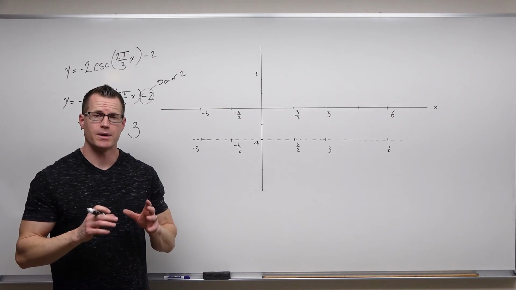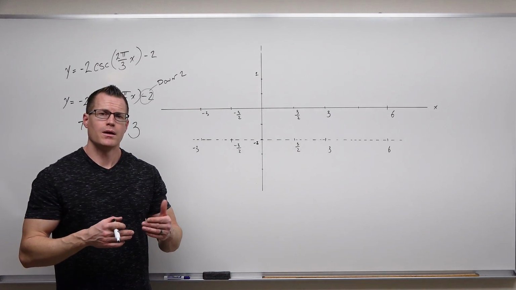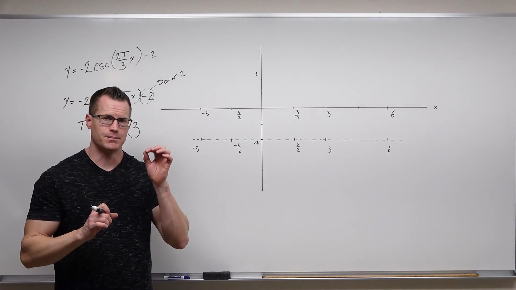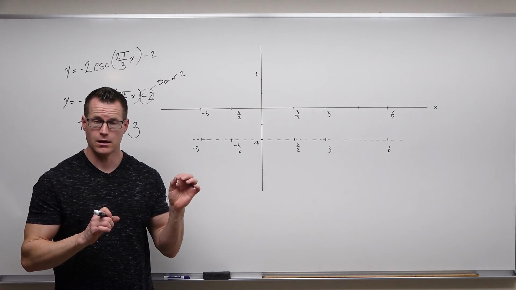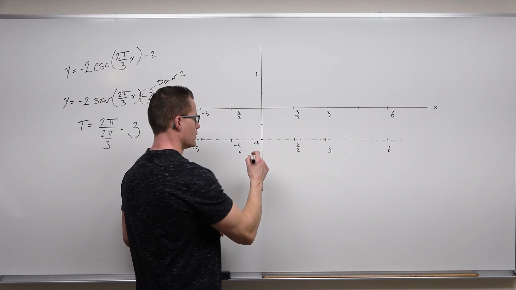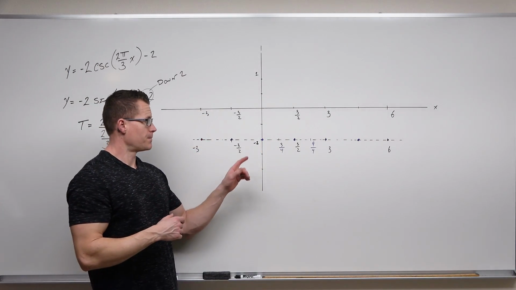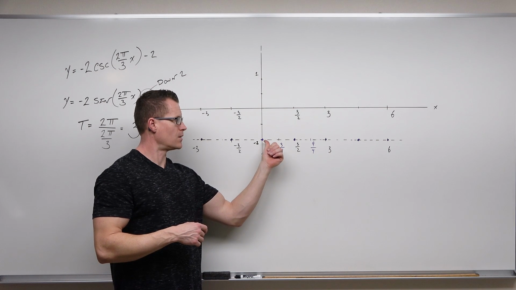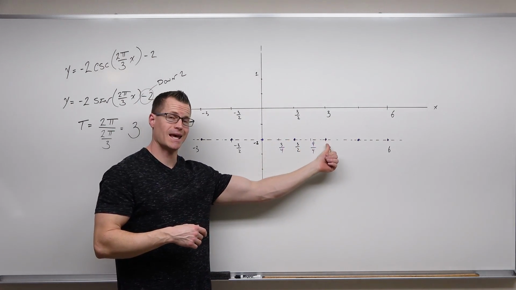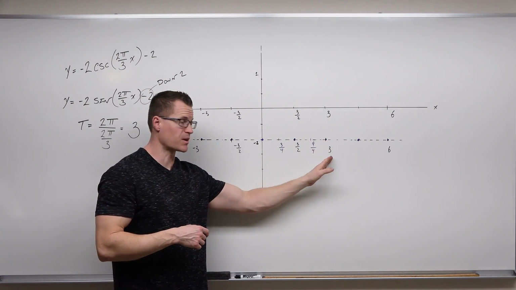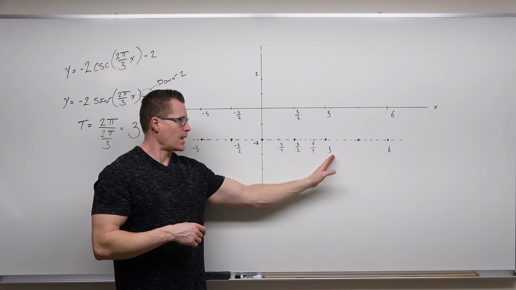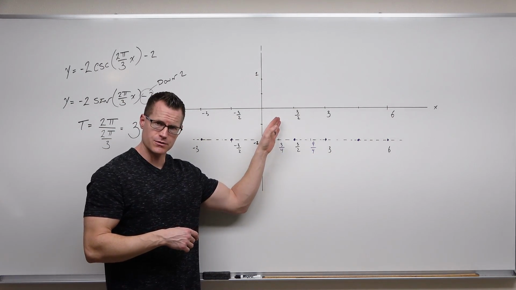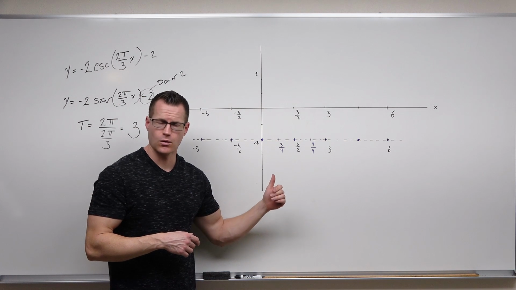Then what I do is I find my key points. Remember that with sine, our x-intercepts happen at the beginning, middle, and end of each period. So we have x-intercept here and here and here. That's our beginning, middle, and end of that first period. Remember, the period is 3, not 6. And then we're going to have key points at our quarters. So +1 and -1 at the quarters.